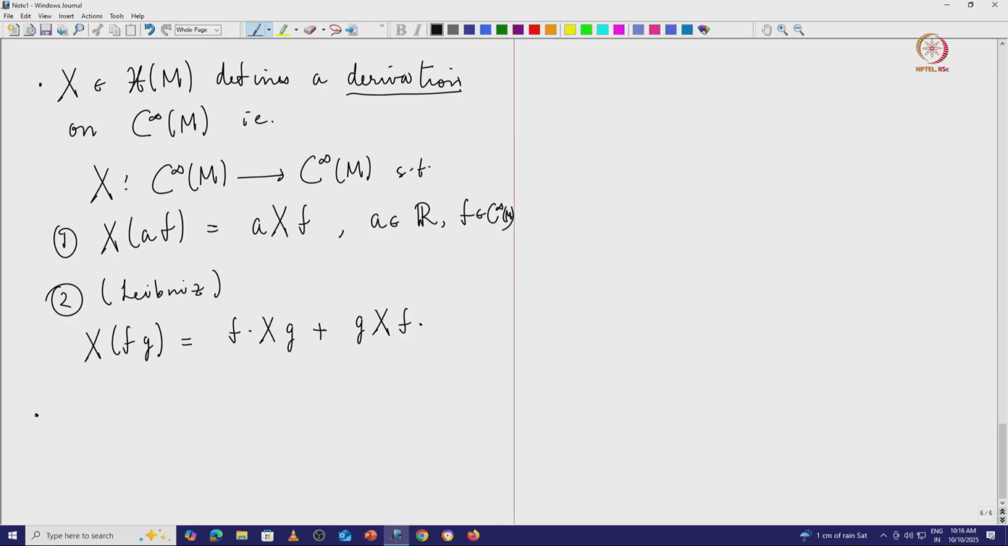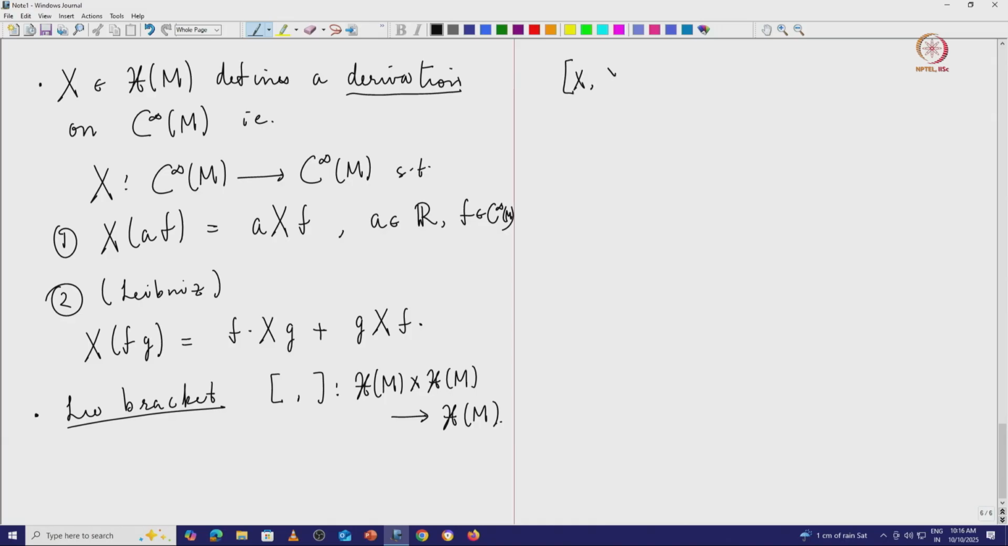Finally, I should also note that there is this notion of a Lie bracket. So this takes in two vector fields and spits out another vector field. So the definition is that [X, Y] is XY minus YX.